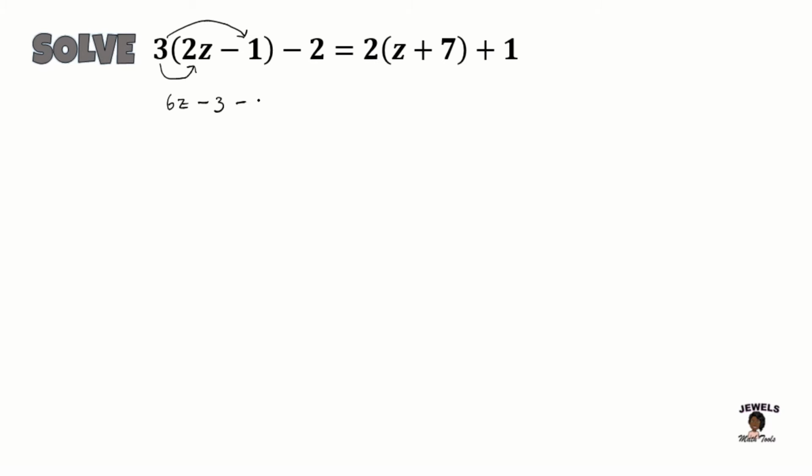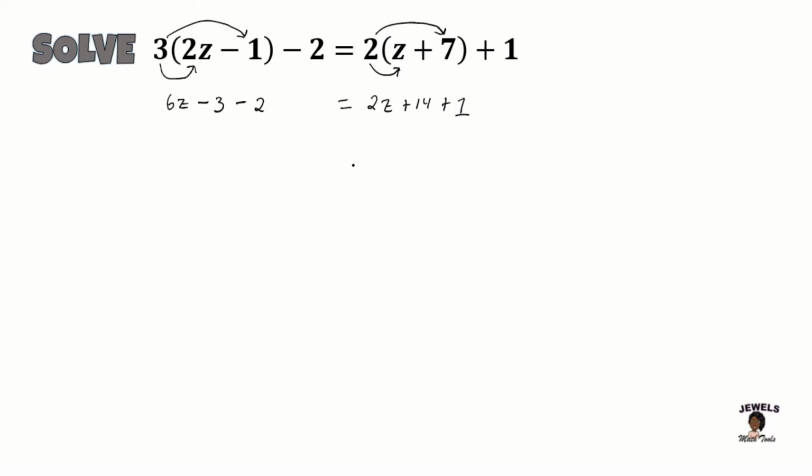I'm going to return my 2 back to my equation and apply the distributive property again on the right hand side of my equation. So my 2 will be multiplied to z, which will equal 2z, and my 2 times 7 will equal 14, and we're going to return our 1 back to our equation.